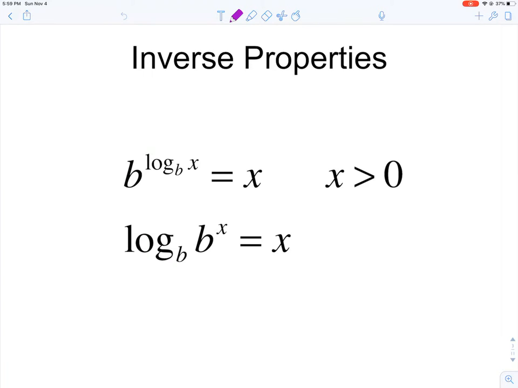We're going to be using these inverse properties. These are just properties we talked about in section 3.2 for logarithms.